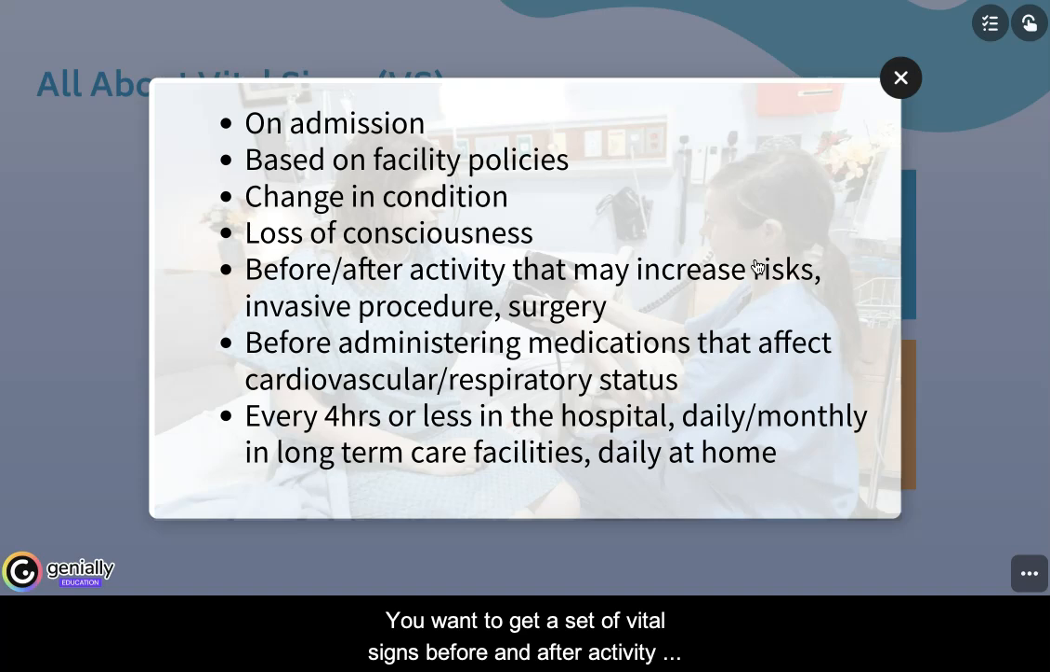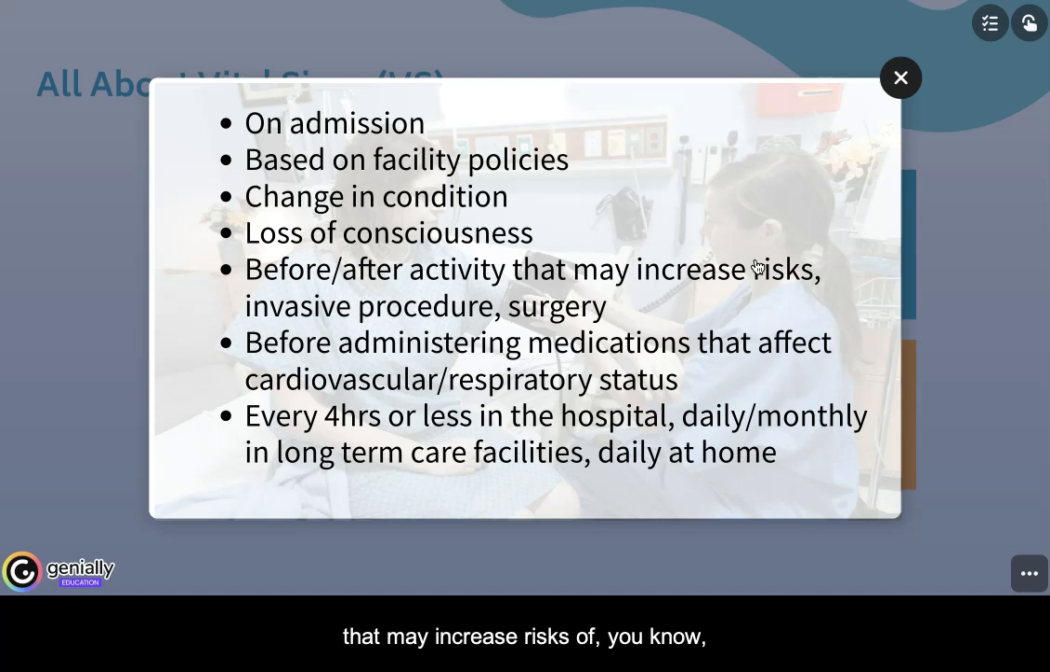Before and after activity that may increase risks, and any invasive procedure or surgery. Increased risk. For example, if the patient just came out of surgery, you want to do their vital signs to monitor for any changes of condition. Before administering medications that affect cardiovascular and respiratory status. For example, before you give a blood pressure medication, make sure you check their blood pressure first. Then every 4 hours or less in the hospital, daily, monthly in long-term care facilities, and daily at home.